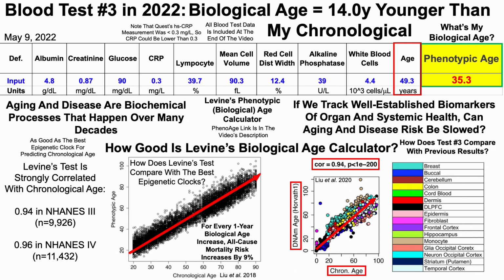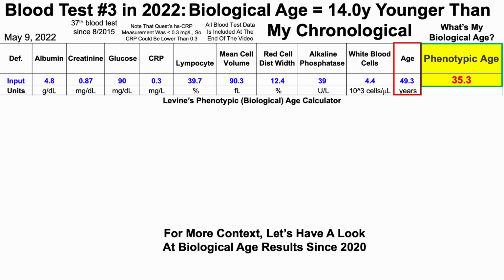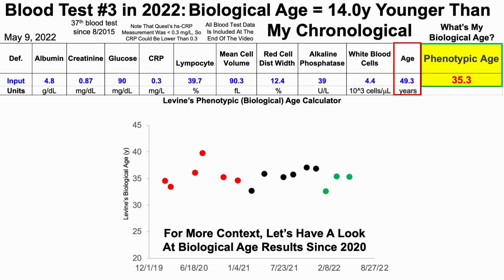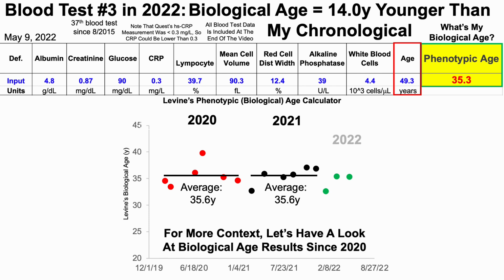So it's important to have more context and see how test number 3 results compare against previous data. Let's have a look at biological age results since 2020. And that's what we can see here. First, in 2020, I measured 6 times, 6 separate blood tests, and we can see that my biological age using Levine's test was 35.6 years. Similarly, in 2021, over 6 tests, also an average age of 35.6 years. So what about 2022? That's what we can see with the green dots. And after 3 tests so far in 2022, my average is less at 34.4 years.